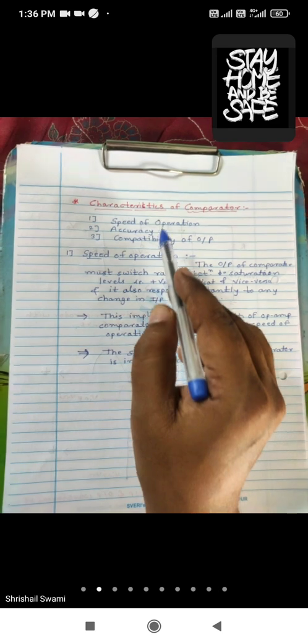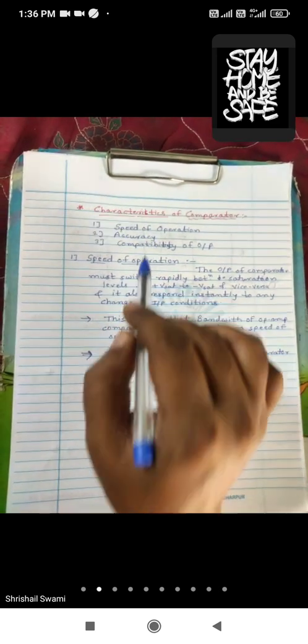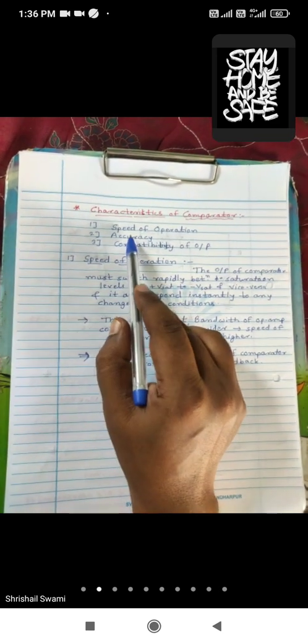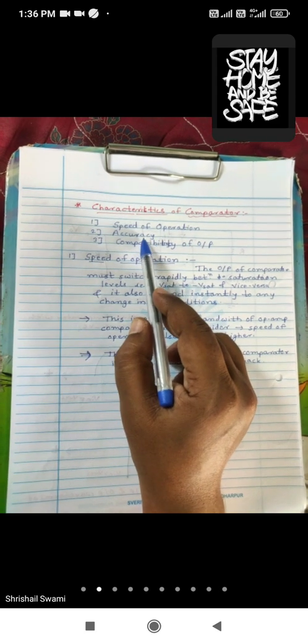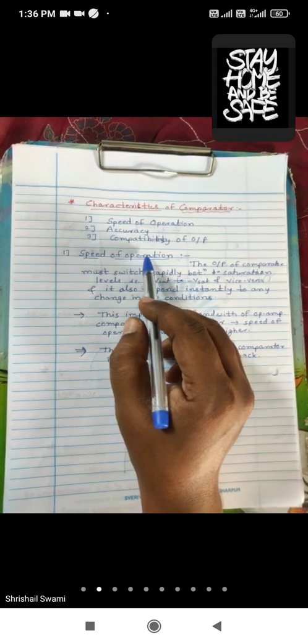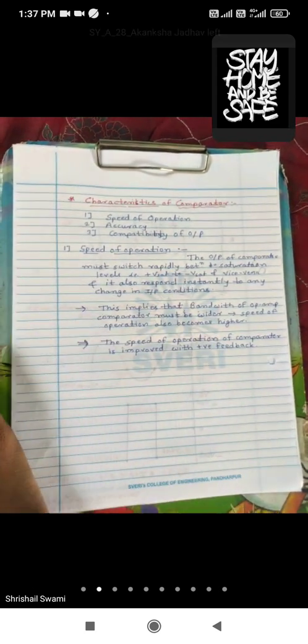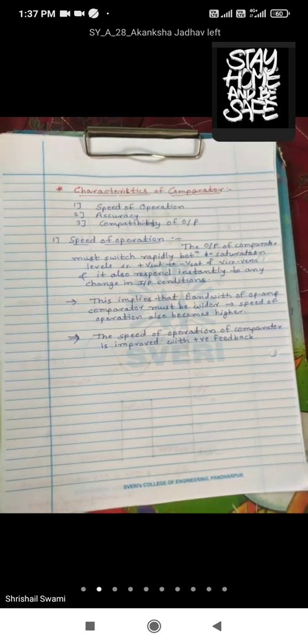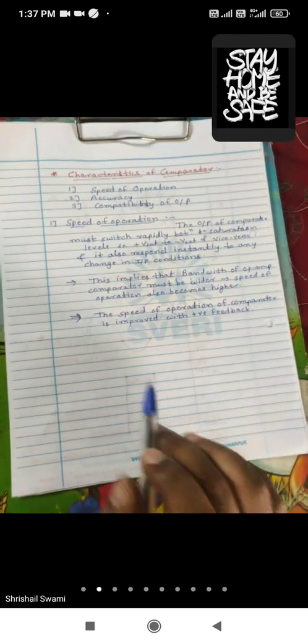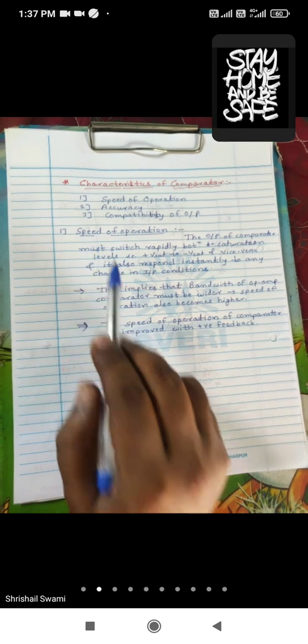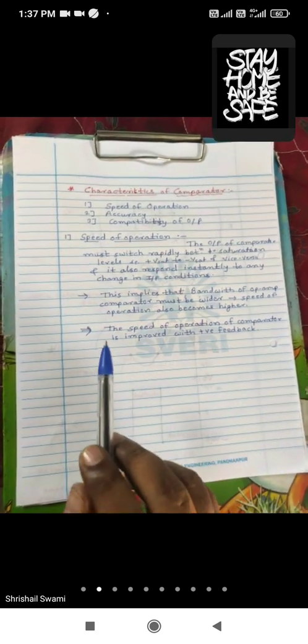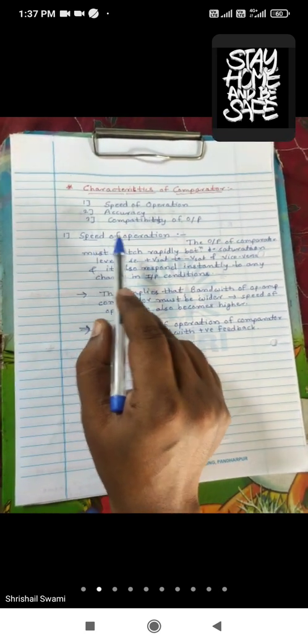There are three characteristics of the comparator. First one is the speed of operation, second one is the accuracy, and the third one is the compatibility of the output. In the previous lecture we completed the first characteristic of the comparator, that is the speed of operation.